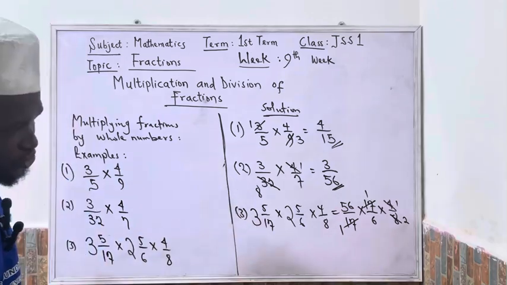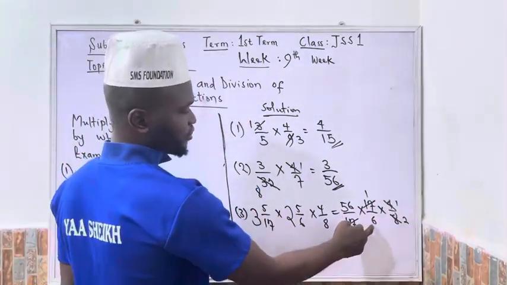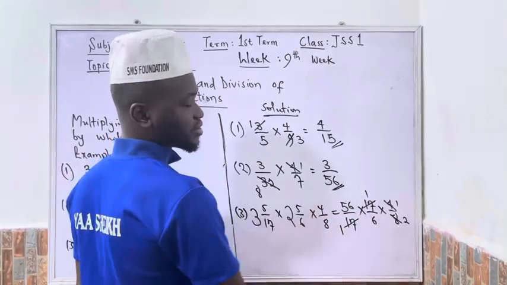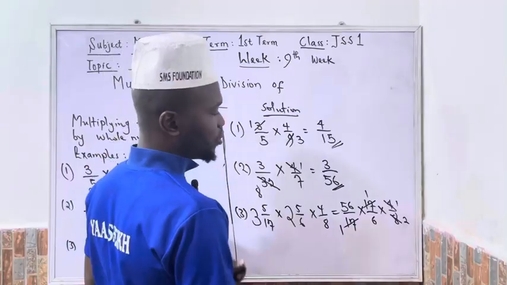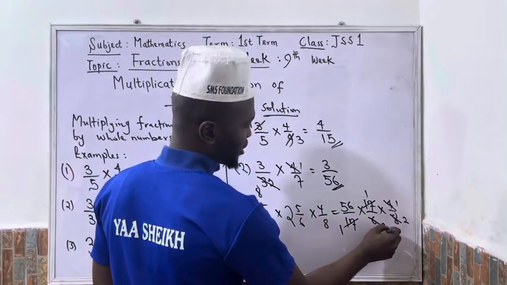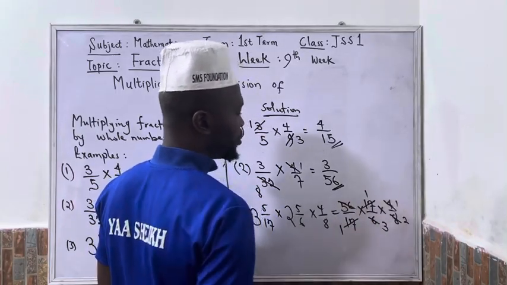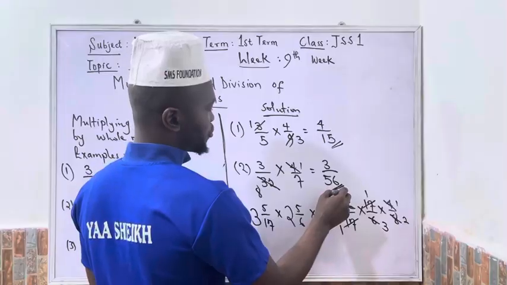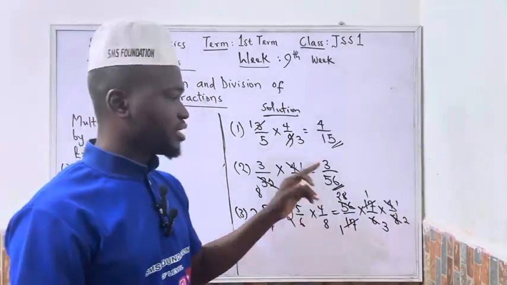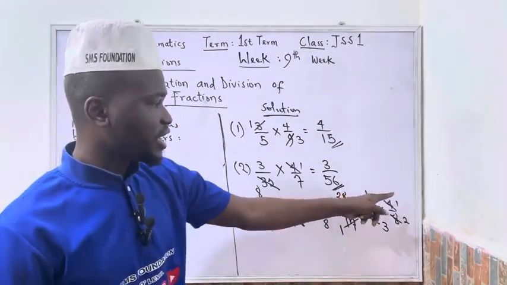So 4 can go here twice. So this has reduced to 1 over 2. At the same time, if you look at 56 and 6, something can still work. 3 can go in the 2 can go in this 3 times. And 2 can go in 56 that will be like 28 times. So what I am left with is 28, 1, and 1.